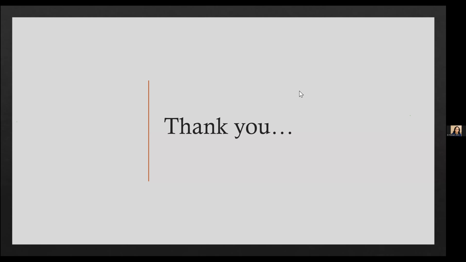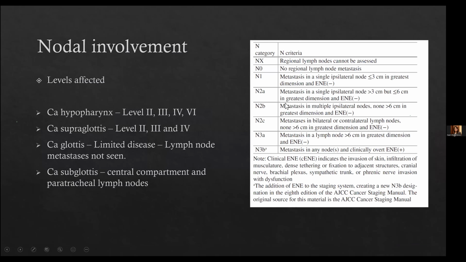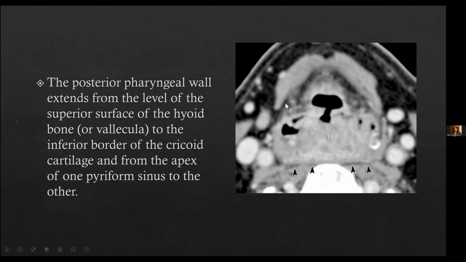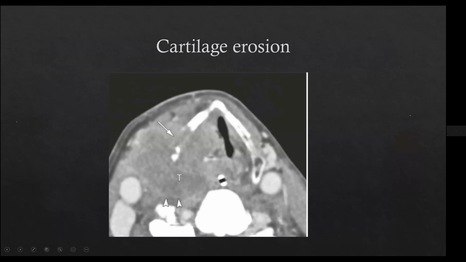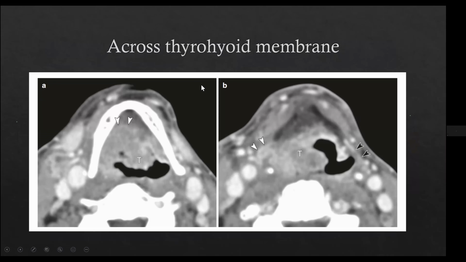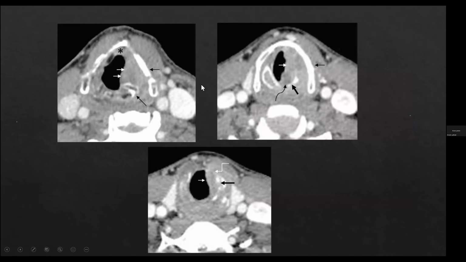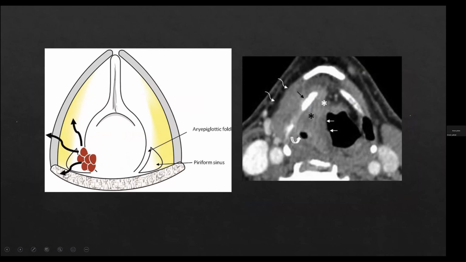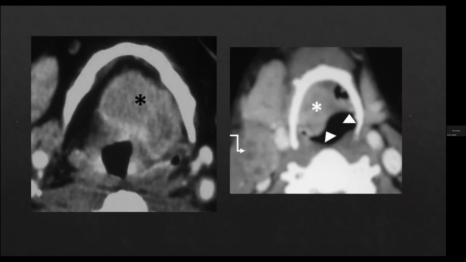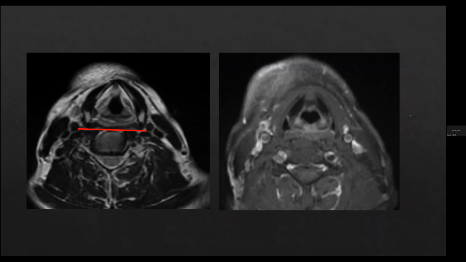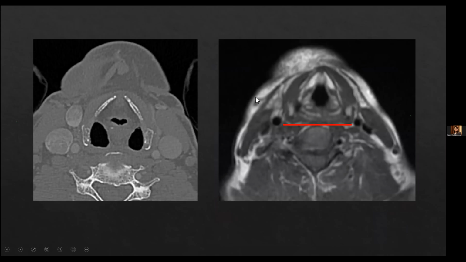In MRI, how does the thyroid cartilage look in T1 and T2 and fat suppressed sequences? Which structure? Again, I'll show. I have already shown this, but I'll show it again for clarification. So let us look at the MRI.